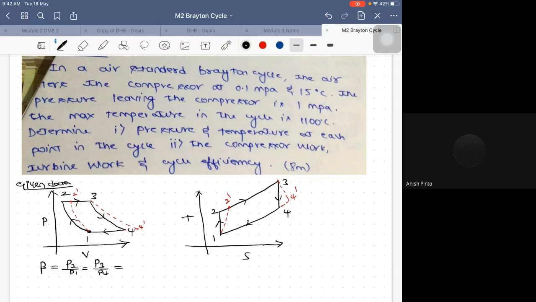Air entering the compressor. Should I consider it as P1 and T1, or should I consider it as P2 and T2? Which value should I consider these as? P1, sir. Very good. So I would just write P1 is equal to 0.1 megapascal and T1 is equal to 15 degrees Celsius. What is the value in Kelvin? Just write it here.